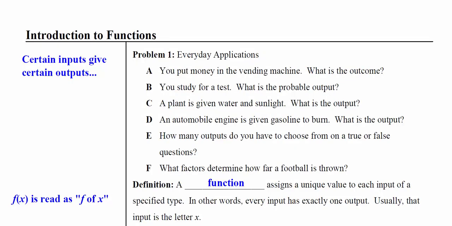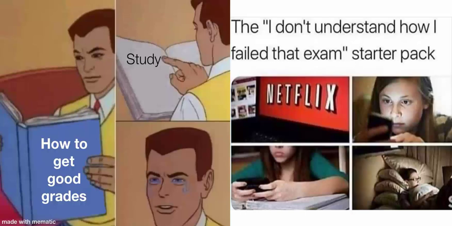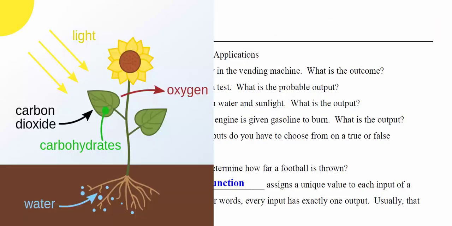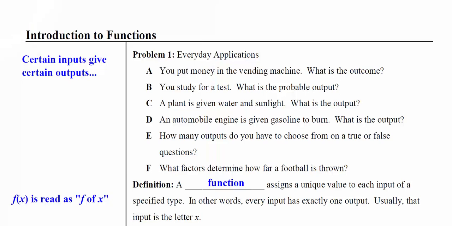If you study for a test, hopefully the probable output will be a better grade because it reflects your understanding. If we give a plant water and sunlight, we're going to get oxygen as one of the outputs. An automobile engine, if I give it gas to burn, is going to provide the energy required to do work and therefore move the car forward or backwards.